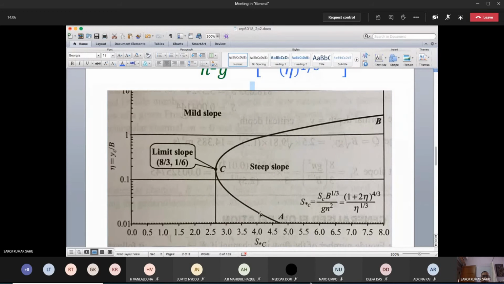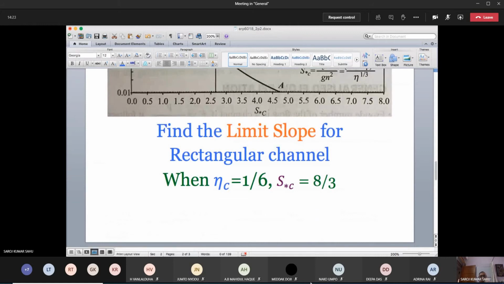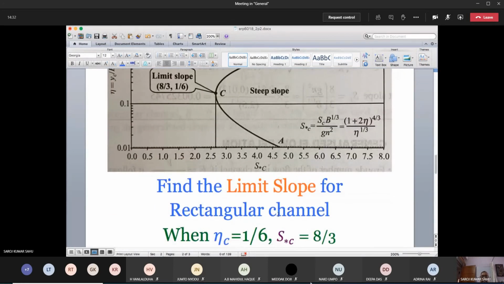So that is divided by the critical slope point, and the limiting value of the critical slope is called the limit slope. From the differentiation, you would have obtained 8 by 3 and 1 by 6. I had given you this: find the limit slope for a rectangular channel. Differentiating with respect to eta and equating to zero, you obtain eta equal to 1 by 6. If I substitute 1 by 6 here, I get S star C as 8 by 3. So 2.667 is the limit slope when eta is 0.166.